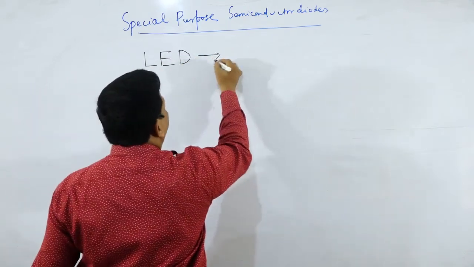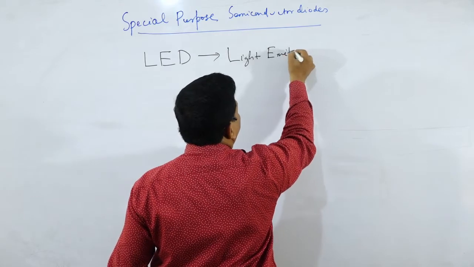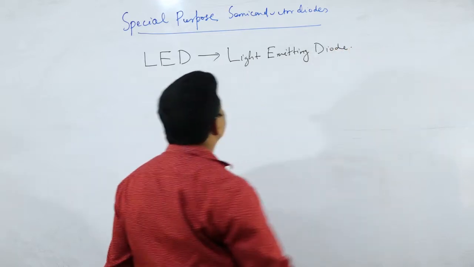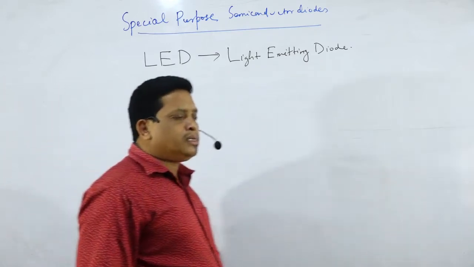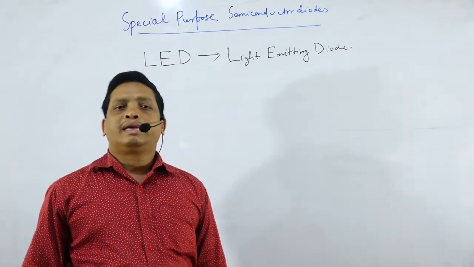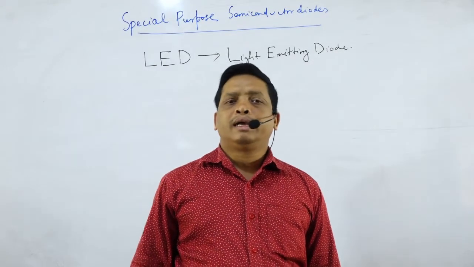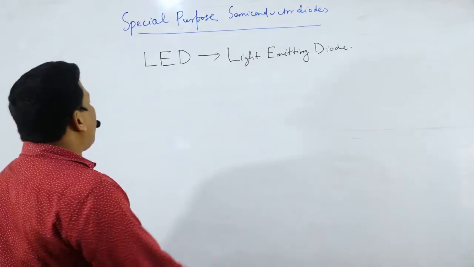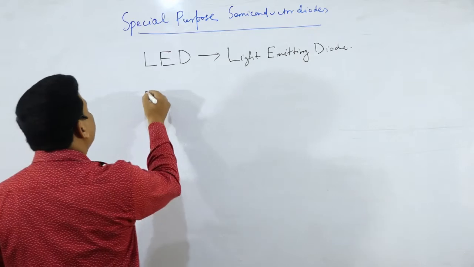So LED stands for light emitting diode. Now this light emitting diode is usually not made up of silicon or germanium. They are made up of gallium, arsenic, phosphorus, indium and their compounds. So these are the specially designed PN junction diodes, LED.